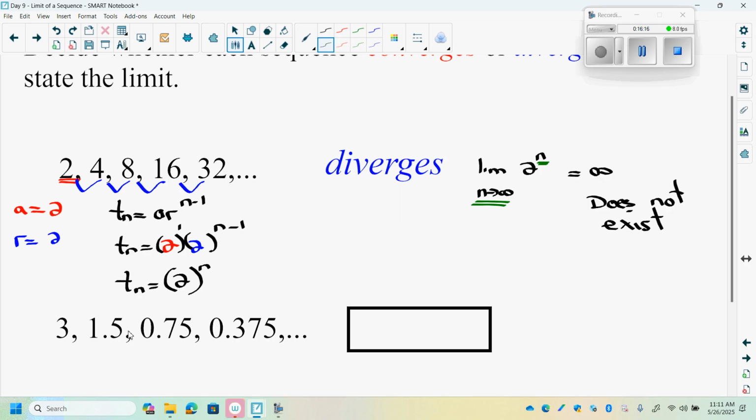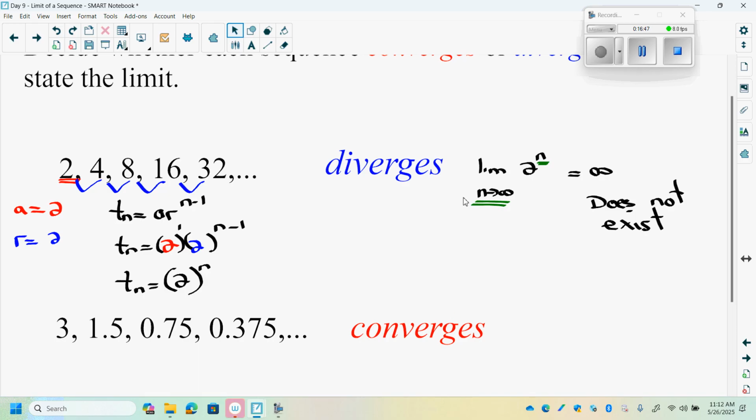What about this one? 3, 1.5, 0.75, 0.375, and so on. It converges. Okay? What is it converging on? Careful. 0. Okay? It's not going to go below 0. It's not going to go into the negative values. It's not going towards negative infinity. It's actually converging on 0. And you can add that.